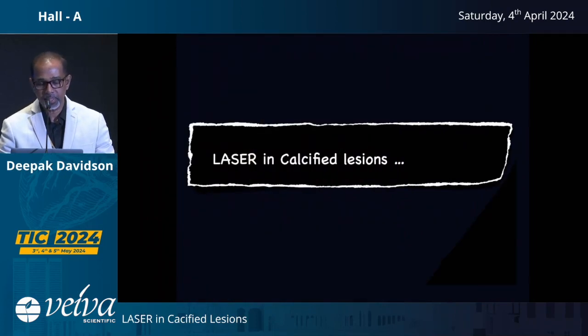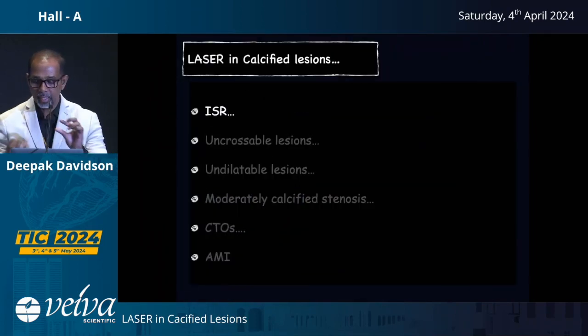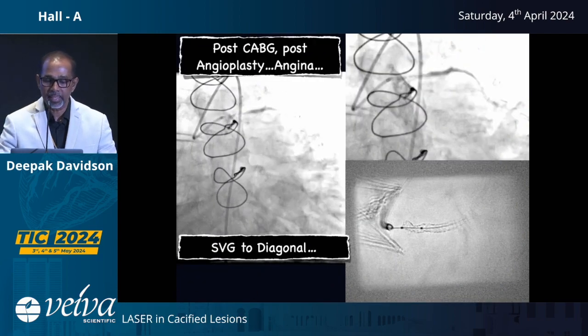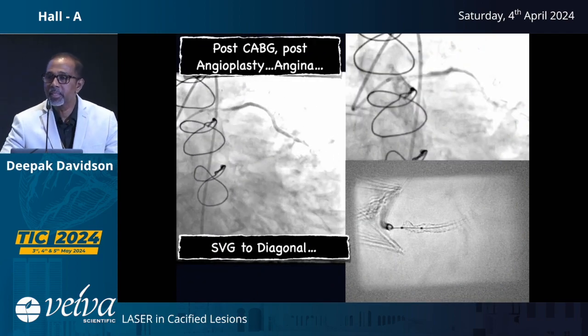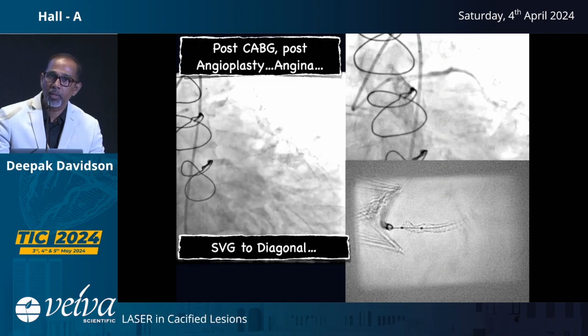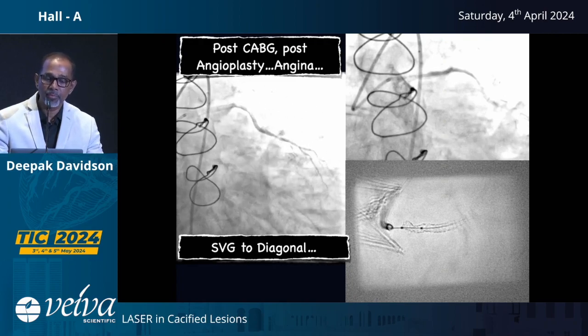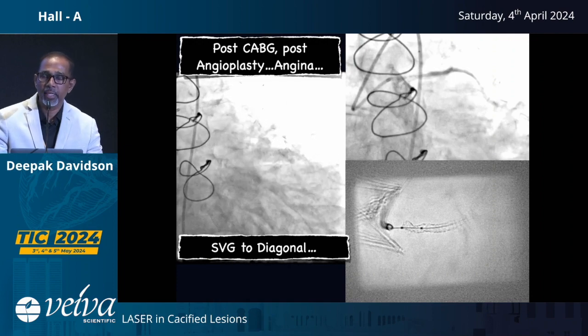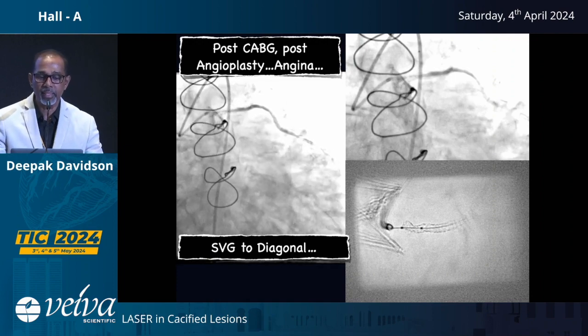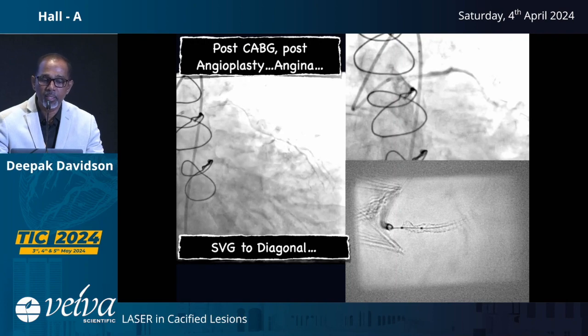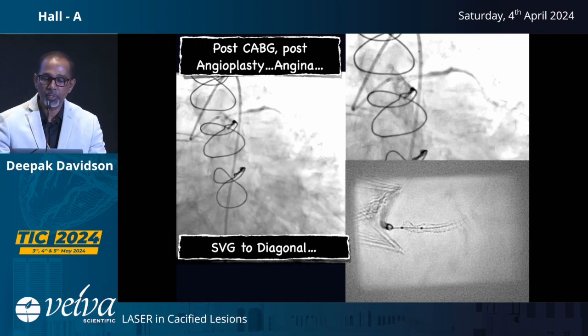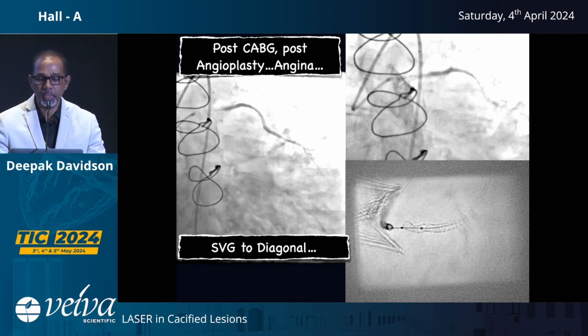Well, how does laser help us in calcified lesions? First of all, I start with the laser in ISR. This is a post-CABG patient, who underwent stenting almost 7 years ago, now presenting with effort angina. This is a vein graft to the D1. He also had a vein graft to the right coronary artery, which also had an in-stent restenosis. Here you could see that in the proximal portion, there is a tight in-stent restenosis. Almost 7 years ago, this stent was implanted.